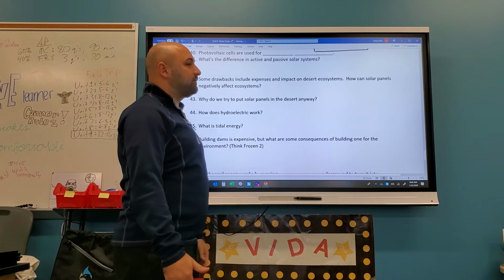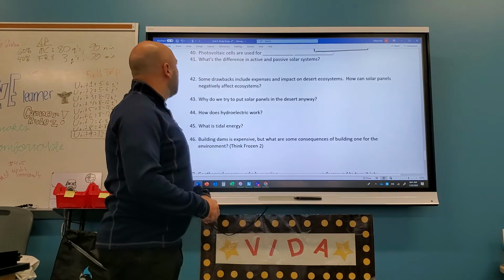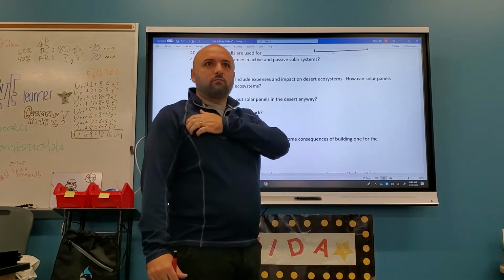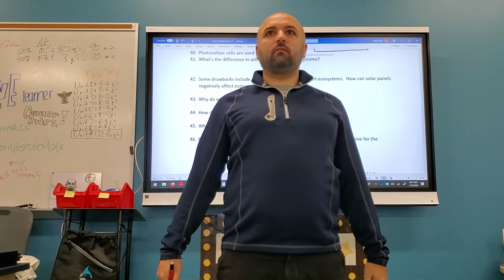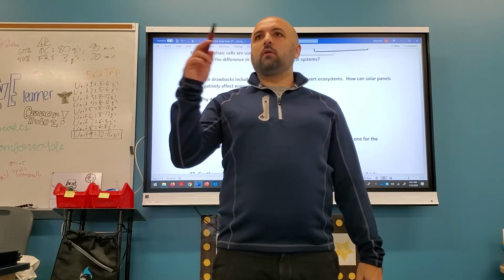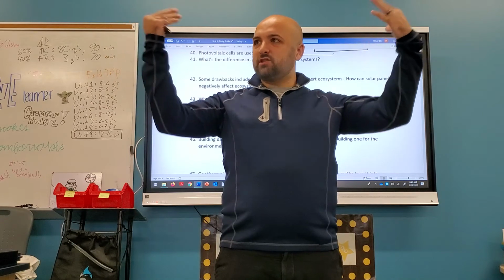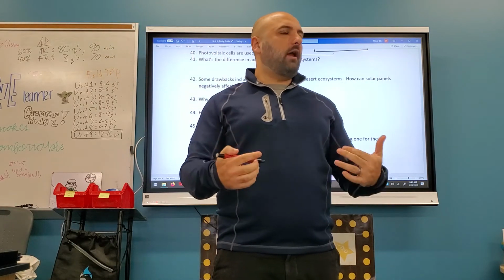Photovoltaic cells are used for solar panels. What's the difference between active and passive solar systems? Active is like you're using the energy to transform into electricity. Passive is sitting there just soaking it in.